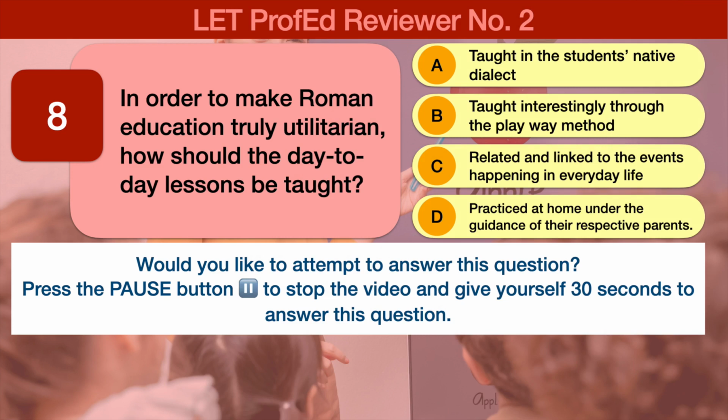Question number 8. In order to make Roman education truly utilitarian, how should the day-to-day lessons be taught? A. Taught in the student's native dialect. B. Taught interestingly through the play-way method. C. Related and linked to the events happening in everyday life. D. Practiced at home under the guidance of their respective parents.